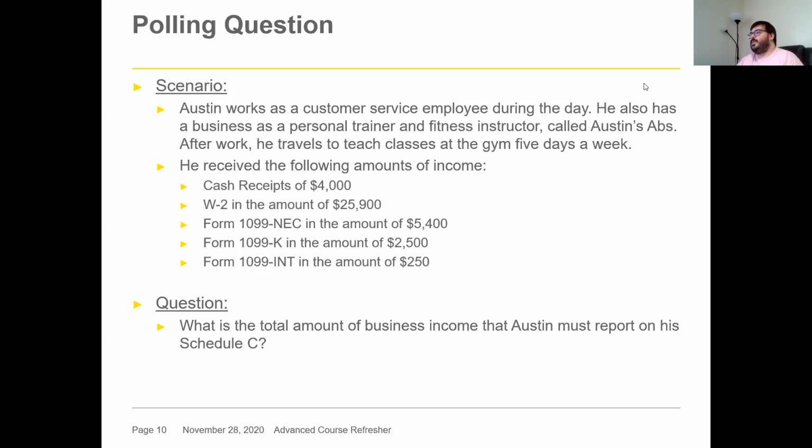All right, so the correct answer was intended to be the last one, but let's go through it. So for it to be reported on the Schedule C as business income, you would consider the cash receipts of $4,000. That would go there.